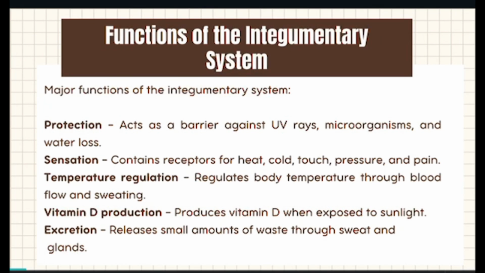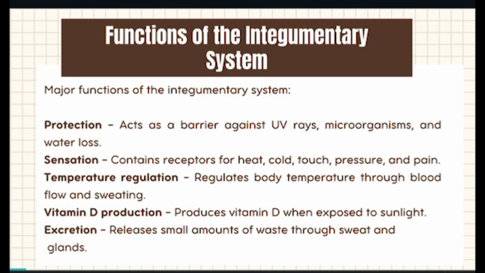The second one is sensation. Sensation contains receptors for heat, cold, touch, pressure, and pain. An example of this is when you feel pain when you touch something sharp. And the third one is temperature regulation.